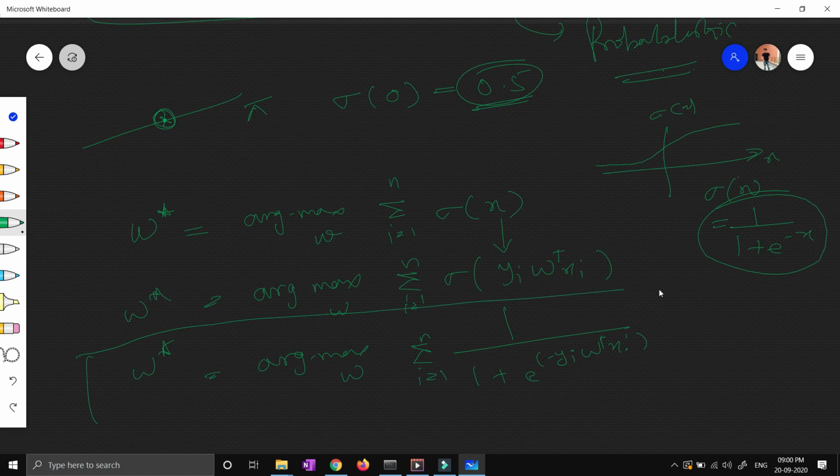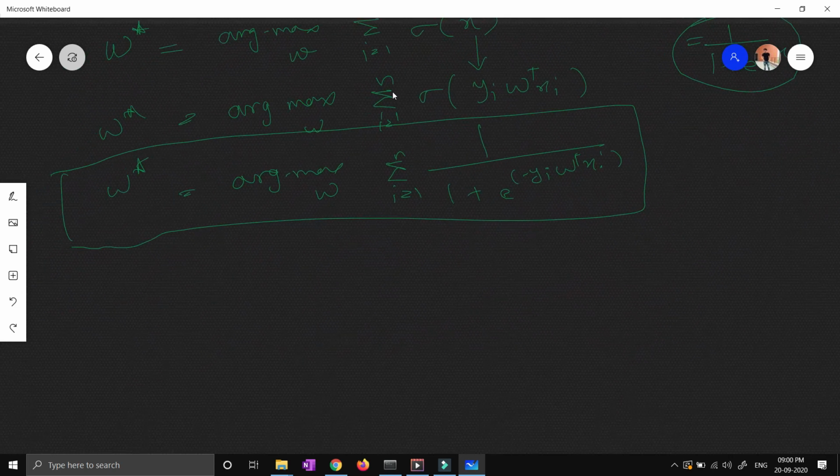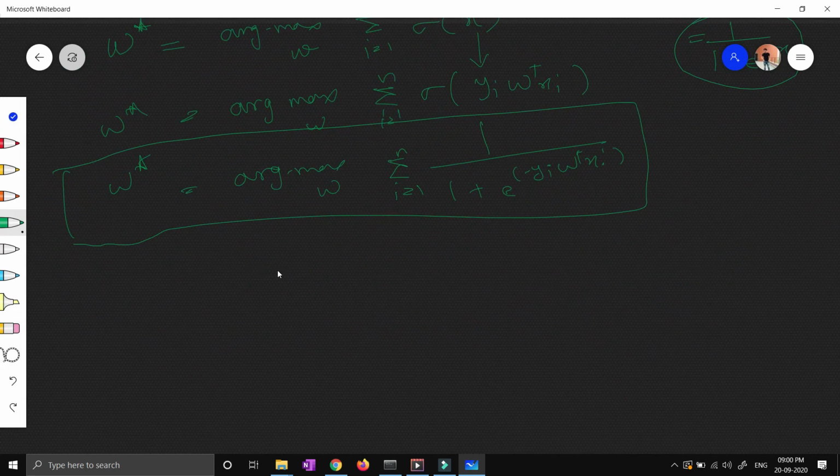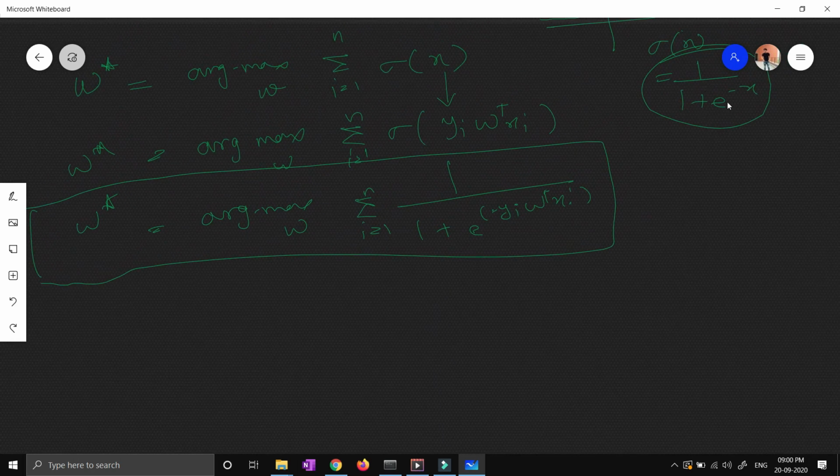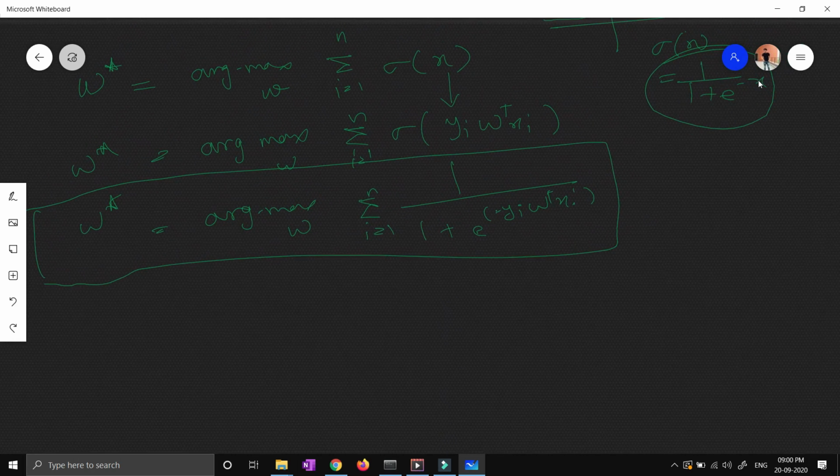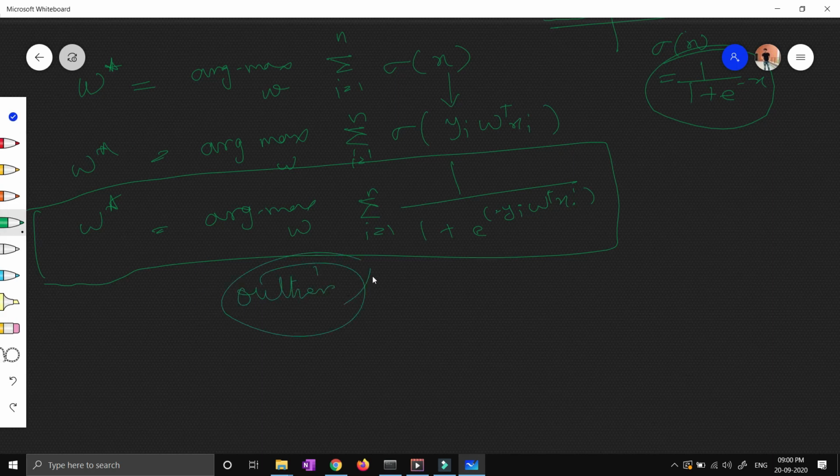Now ultimately we have to solve this optimization problem in order to have a better logistic regression model, right? This minus comes from the sigmoid equation, and we have just put in the value of x, which is the signed distance yi w transpose xi. And why are we doing this? In order to handle the outliers better, we have come to this solution where we use the sigmoid function so that it will squash our values.